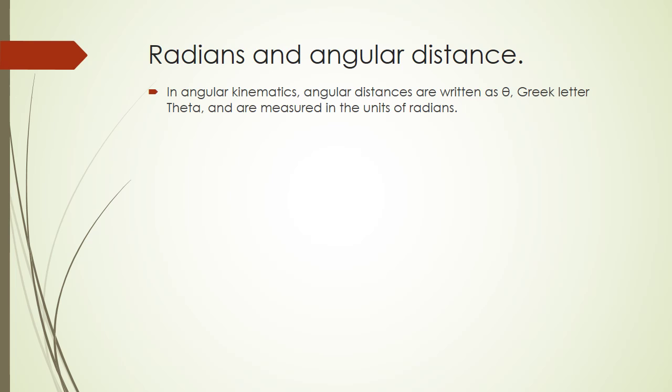In angular kinematics, angular distances are written as theta, which looks like, let me get the laser pointer out here, like that, the circle with the line in the middle. It's the Greek letter theta. And distances are measured in units of radians.